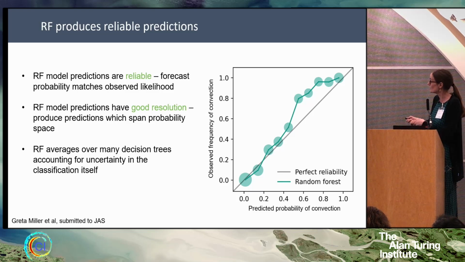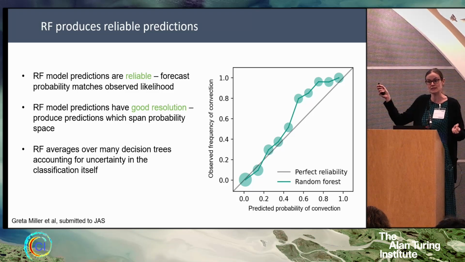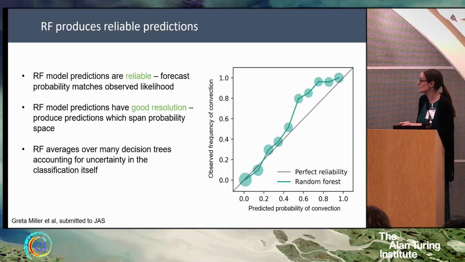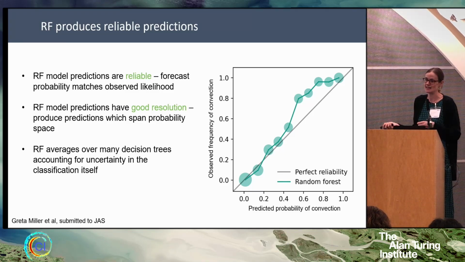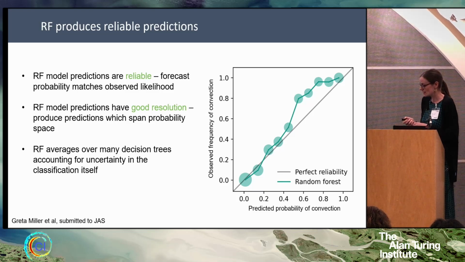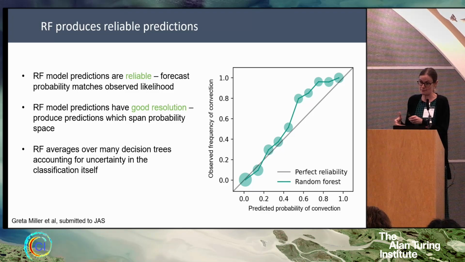So it's reliable. The other thing is that it has good resolution. That means that these probabilities really span the probability space. We're not always getting predictions which are around 0.1, which is the kind of climatological probability. So the random forest is able to stick its neck out and say, yes, today is really likely to have a storm, and today it's not. And we think some of this good behavior comes from the random forest architecture itself, that it's averaging over many different decision trees, thereby accounting for uncertainty in the classification process.